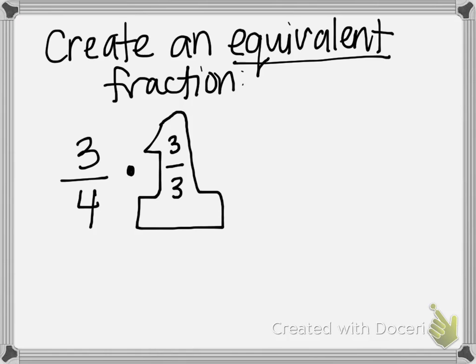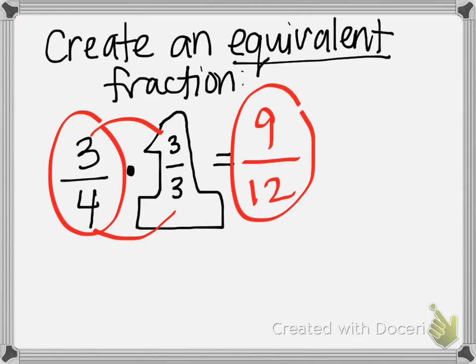Now, could you have chosen 4/4? Sure. Could you have chosen 10/10? Absolutely. You could have chosen any number over itself, and this would have worked out. You would have had an equivalent fraction. So I'm going to do this. 3 times 3 is 9. 4 times 3 is 12. Therefore, 9/12 and 3/4 are equivalent fractions.